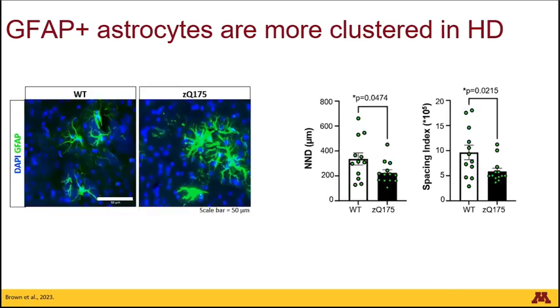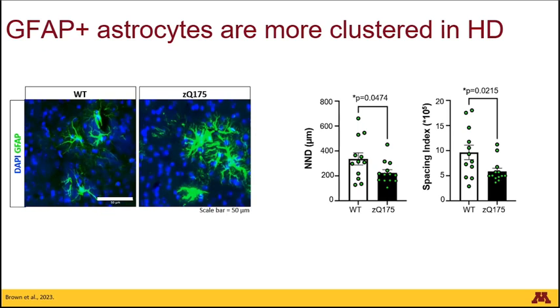And when I ran this analysis, I saw that NND and spacing index were both significantly decreased in HD mice compared to wild type, meaning that the GFAP-positive astrocytes are significantly more clustered in HD mice. You can see it here. The astrocytes are also showing hypertrophy here, but the measurement is from the center of each astrocyte, so that shouldn't change anything. The other subtypes I tested did not exhibit clustering. They had a more random distribution.